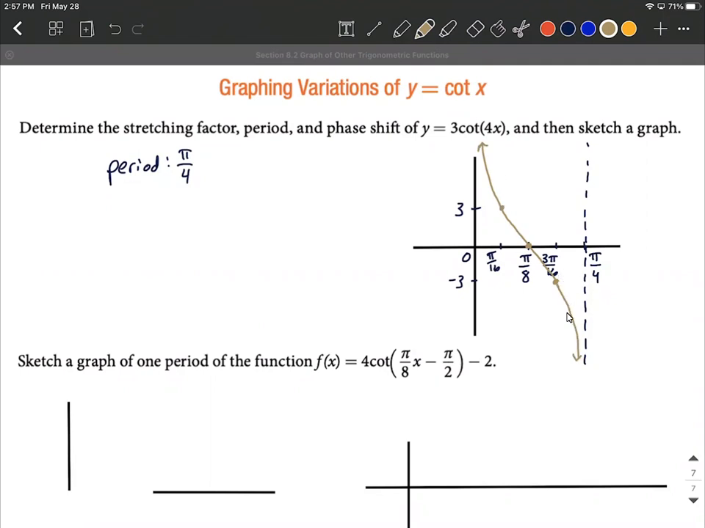This one's decreasing the entirety of the graph. That's not a bad looking graph. All right, let's move on to the more difficult looking one here at the bottom.